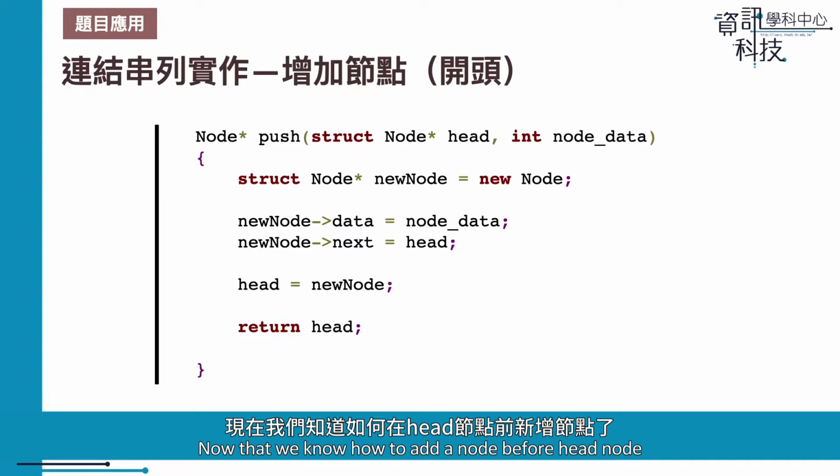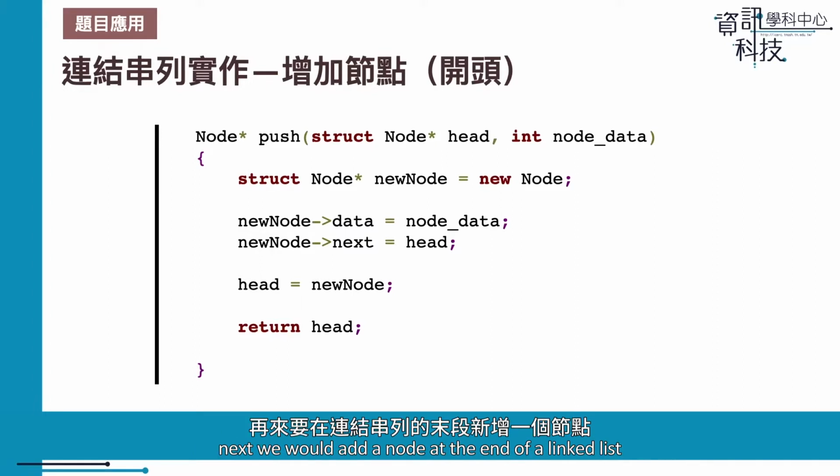Now that we know how to add a node before head node, next we would add a node at the end of a linked list.